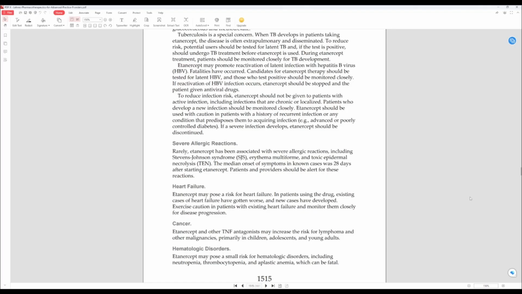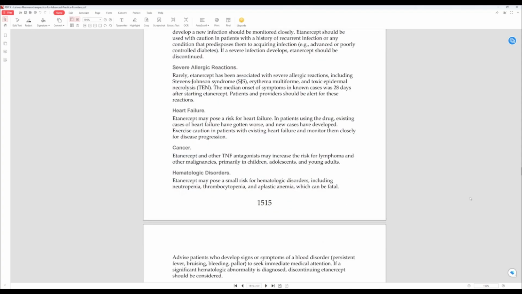Patients who develop a new infection should be monitored closely. Etanercept should be used with caution in patients with a history of recurrent infections or any condition that predisposes them to acquiring an infection. If a severe infection does develop, etanercept should be discontinued.